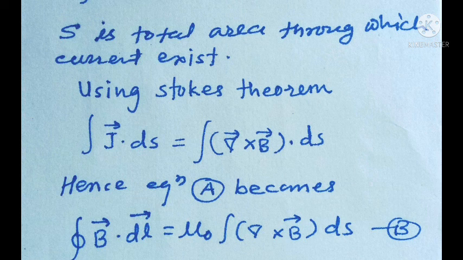Using Stokes theorem, integral J dot ds equals integral del cross B dot ds. Therefore, equation A becomes closed integral vector B dot vector dl is equal to mu 0 integration del cross vector B dot ds. Let this be equation number B.